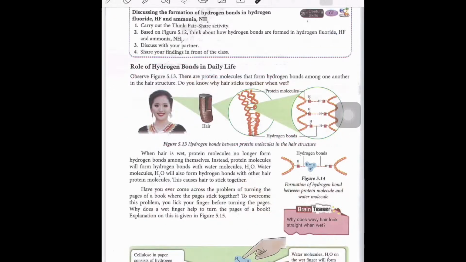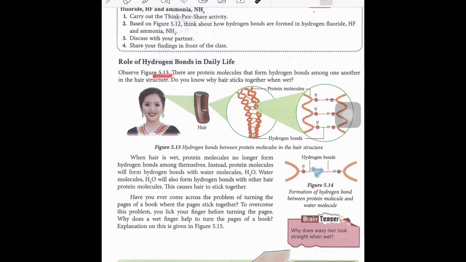Okay, so now we are going to continue with this one. The role of hydrogen bonds in daily life. Di mana kita boleh tengok dia punya peranan dalam kehidupan seharian. Alright, observe figure 5.13. This is figure 5.13.